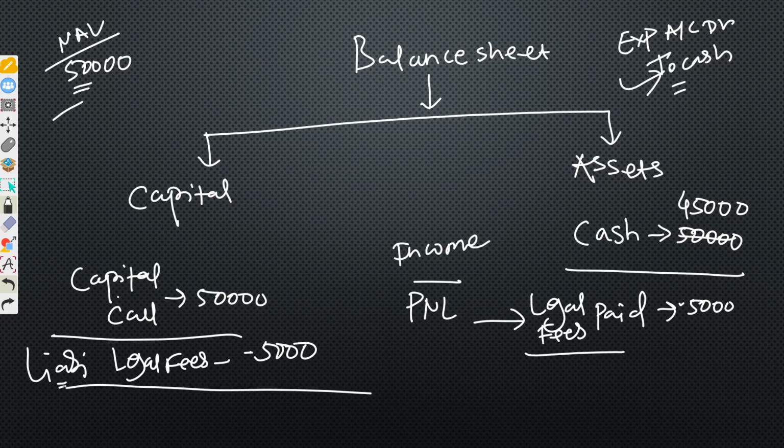Now if I ask you to compute your NAV, it would be total assets of 45,000, or even if you take cash of 50,000 as total assets, minus your total liability of 5,000. So that would be around 45,000. So your net assets, the updated NAV, would be this.